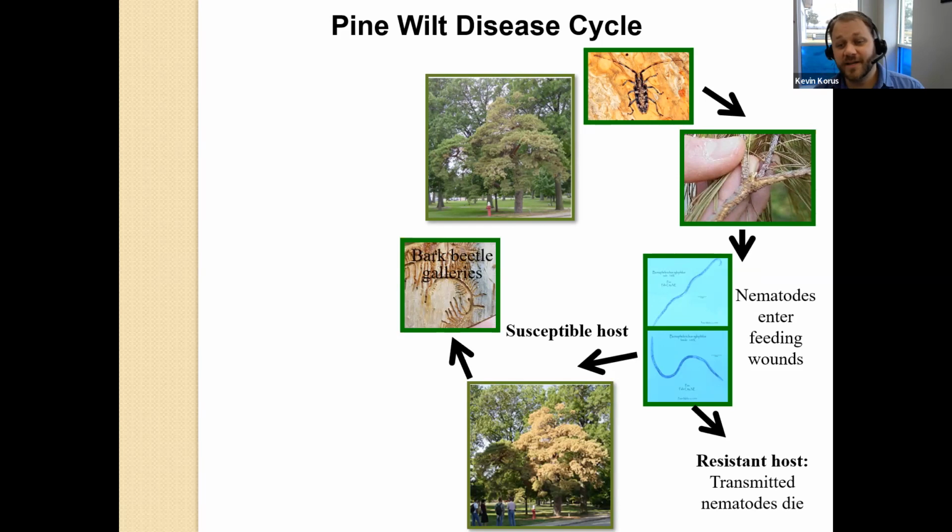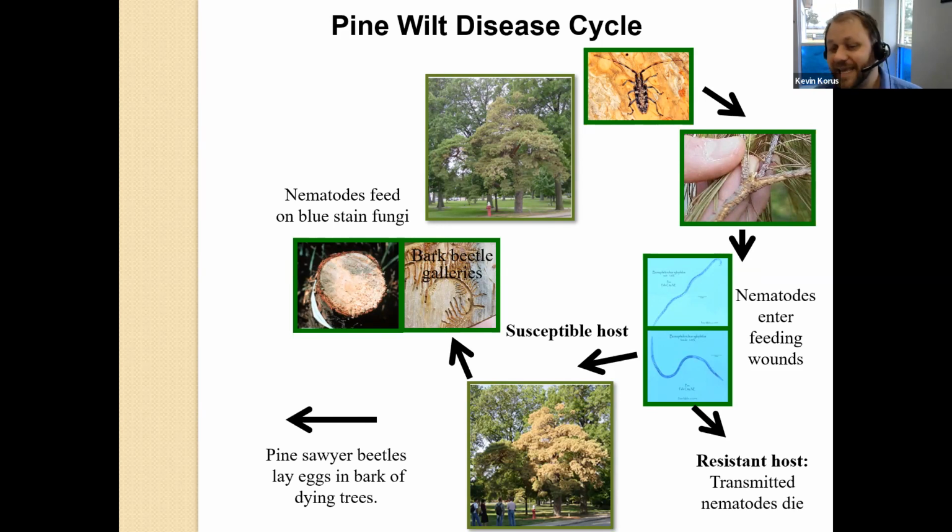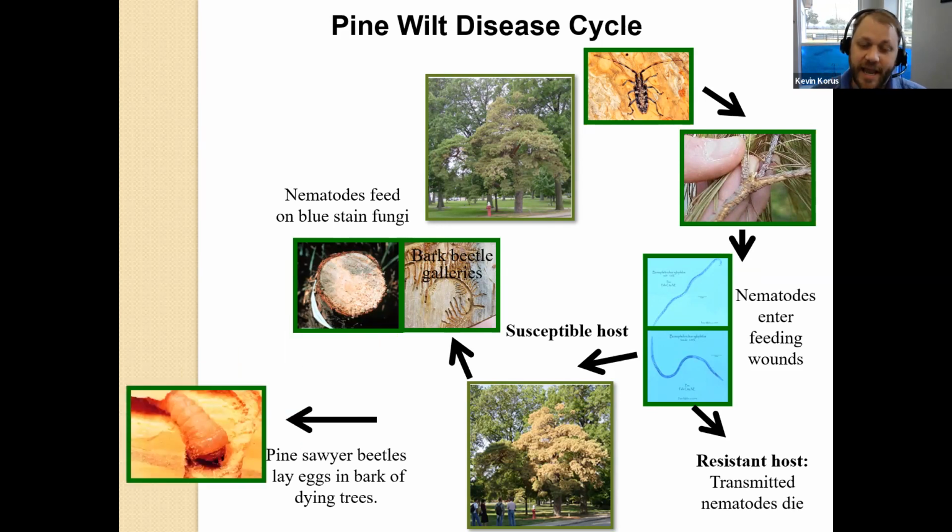Okay, so different than the pine sawyer beetle. The bark beetle comes, and the bark beetle also has attached to it a fungus called the blue stain fungus, right? So the nematodes will actually feed on this blue stain fungus, and they will just reproduce gangbusters, so much so that it basically clogs the water conducting elements of the tree. And that's in the end what kills it, right?